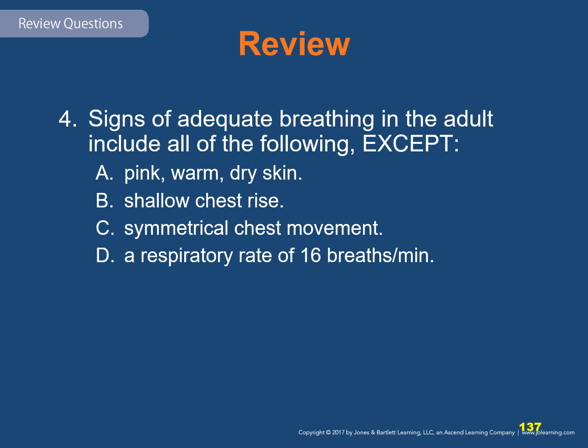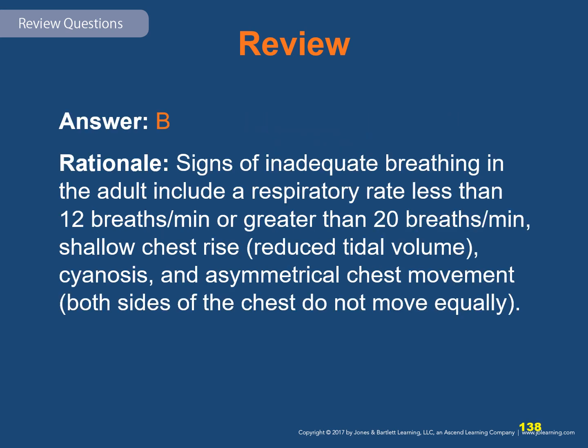4. Signs of adequate breathing in the adult include all the following except pink, warm, dry skin, shallow chest rise, symmetrical chest movement, or respiratory rate of 16 per minute. Remember, it's signs of adequate except one of these. And it is B. Signs of inadequate breathing in the adult include a respiratory rate less than 12 breaths per minute or greater than 20 breaths per minute, shallow chest rise, which is reduced tidal volume, cyanosis, and asymmetrical chest movement, where both sides of the chest do not move equally.